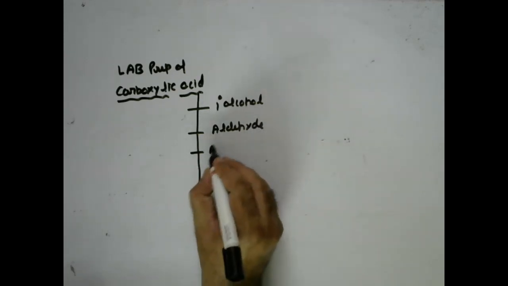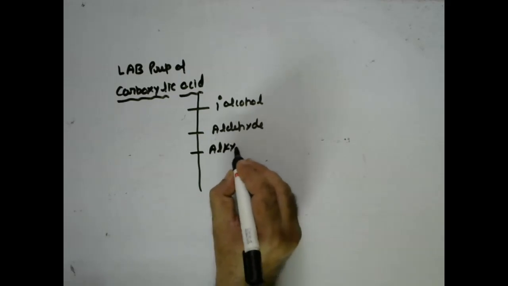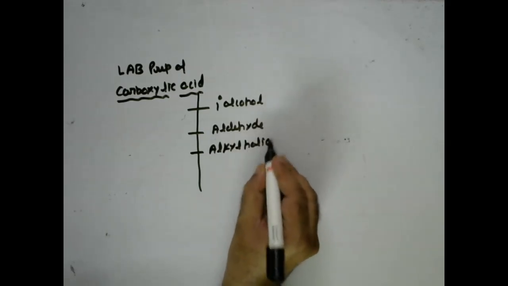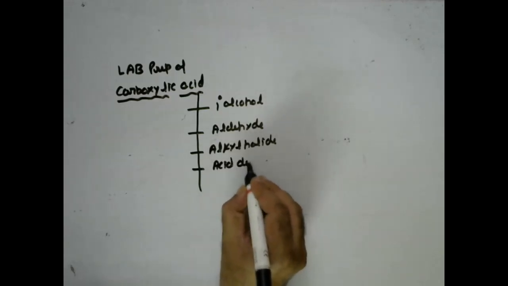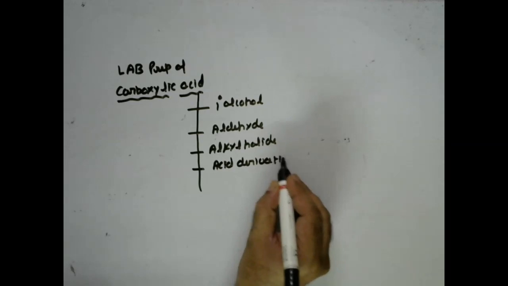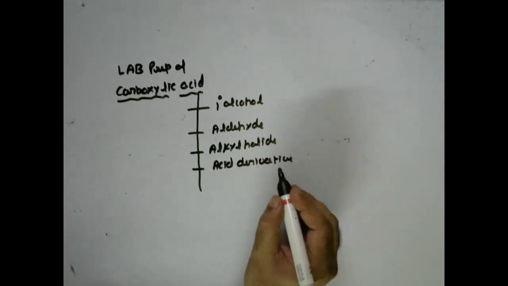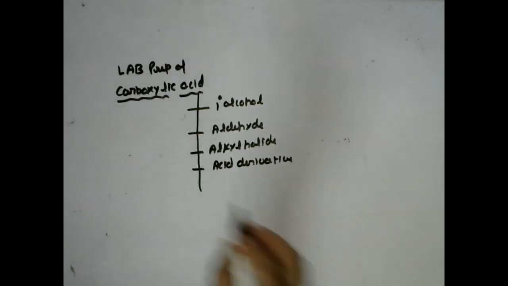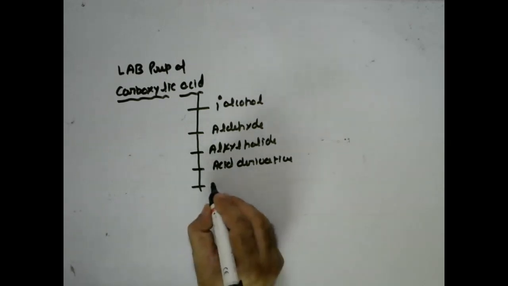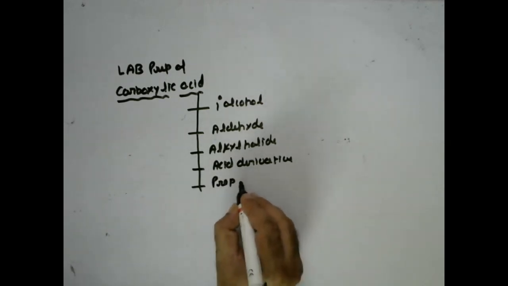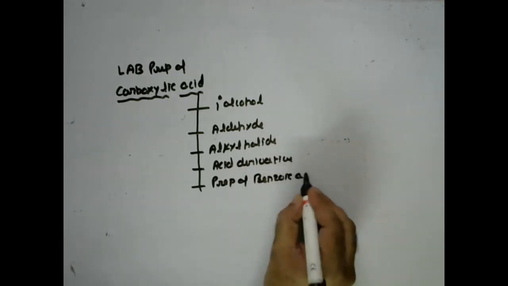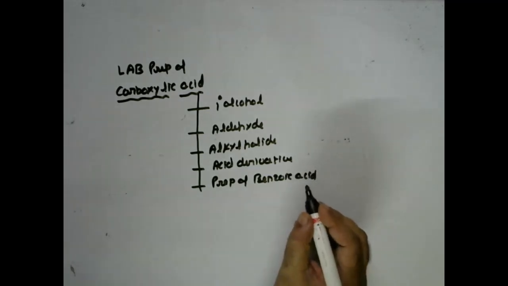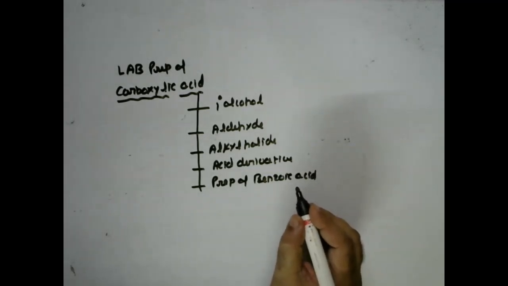We'll do it from haloalkanes or alkyl halide via the KCN method. We can convert the acid derivatives into carboxylic acid. Acid derivatives like acid chloride, anhydride, amides, we can make into carboxylic acid. And then we are going to see the preparation of benzoic acid separately. So let us see one by one how you can convert primary alcohol into acid, aldehyde into acid, alkyl halide into acid, acid derivatives into acid.